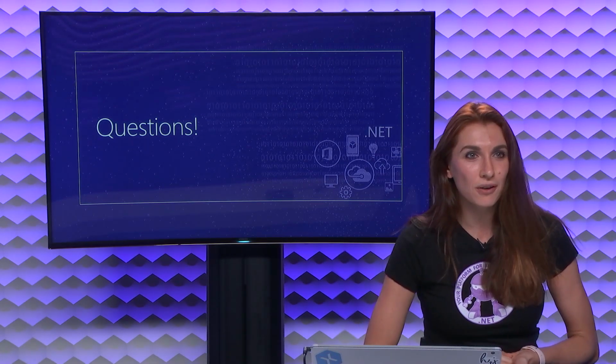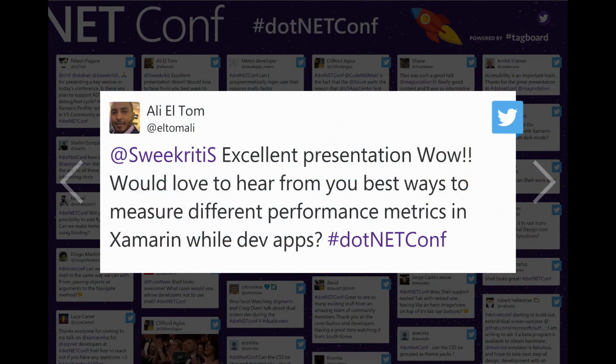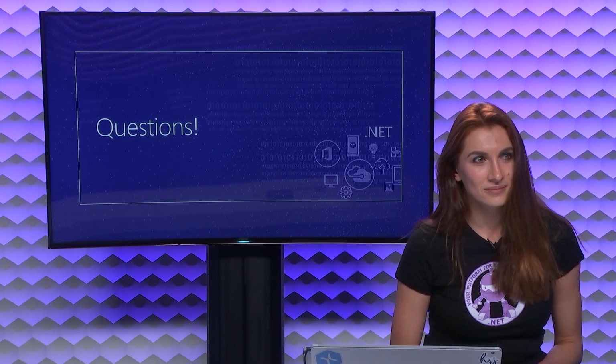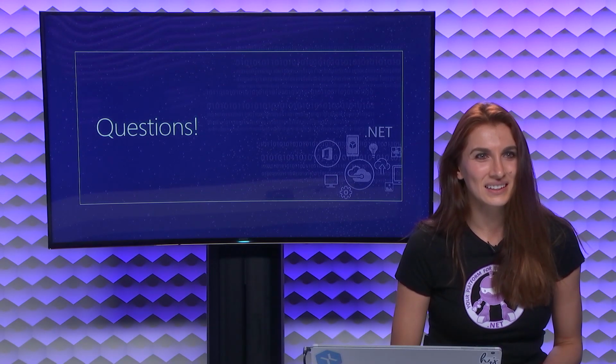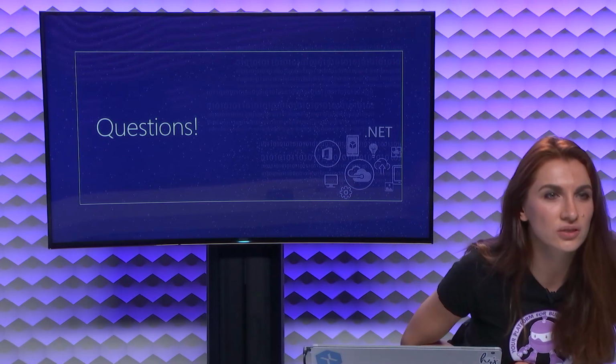So the first one is from Ali. Well, first Ali says, excellent presentation, wow. And I agree with him, wow. And he would like to hear your best ways to measure different performance metrics in Xamarin while developing applications. So while developing, it's hard to keep track of what your performance is doing. If you are talking about your own developer loop, Maddie's presentation, productivity tools, just use all of them. But for your app itself, a good practice would be once you feel like you have an MVP version of your app ready, profile. That would be my tip.